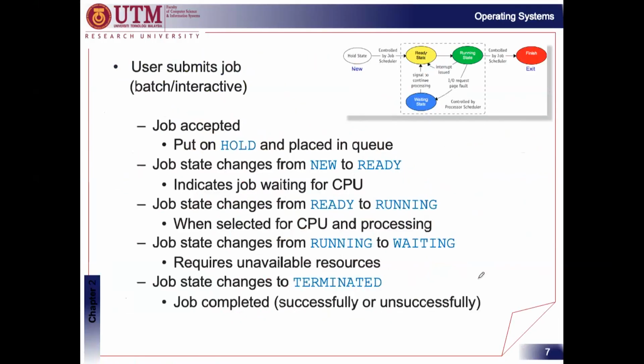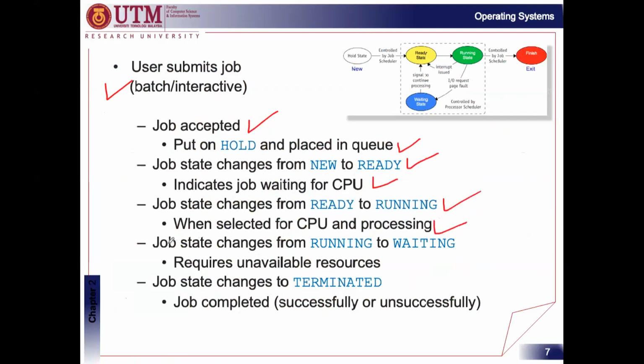So based on that diagram also, users submit a job. Normally, when a user submits a job, first of all, the job is accepted, put on hold, and placed in the queue. Then the job state changes from new to ready, which indicates the job is waiting for the CPU, and the job state changes from ready to running, which is when it is selected for the CPU and processing.